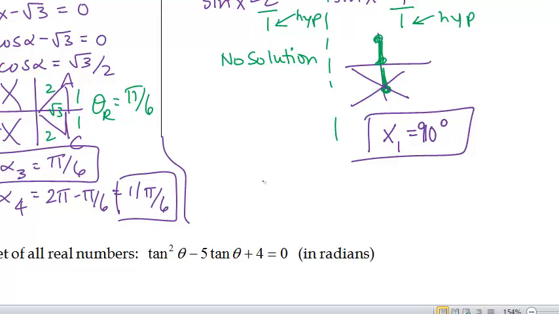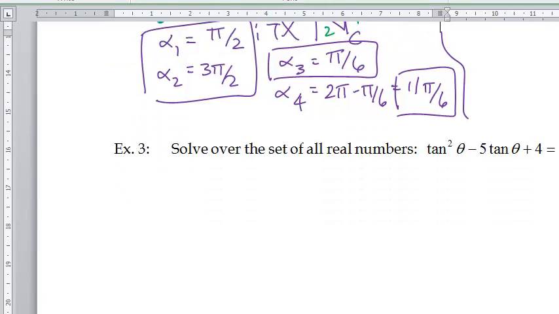Those are our two answers. And again, you can check it by plugging into your calculator. We can't plug secant into our calculator, but you can plug it into some. You can check it that way.